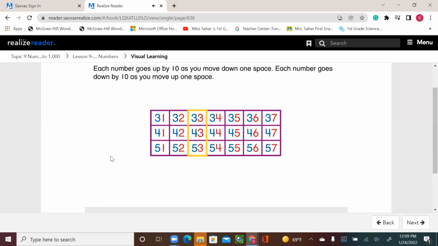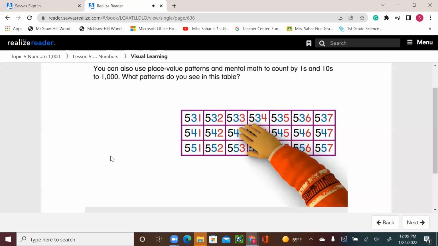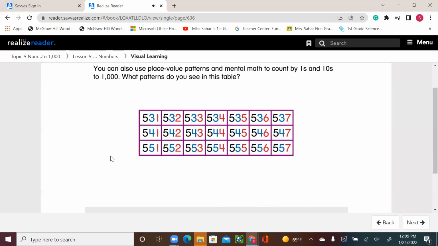Each number goes up by 10 as you move down one space. Each number goes down by 10 as you move up one space. You can also use place value patterns and mental math to count by ones and tens to 1,000. What patterns do you see in this table?